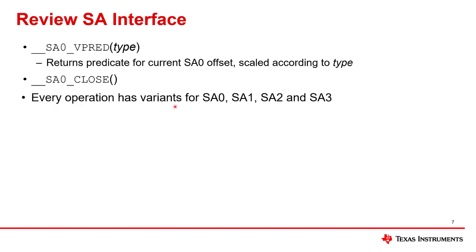Every operation that I showed that had SA0 in the name has variants for SA0, SA1, SA2, and SA3. So there is an SA3 vpred macro, for example.